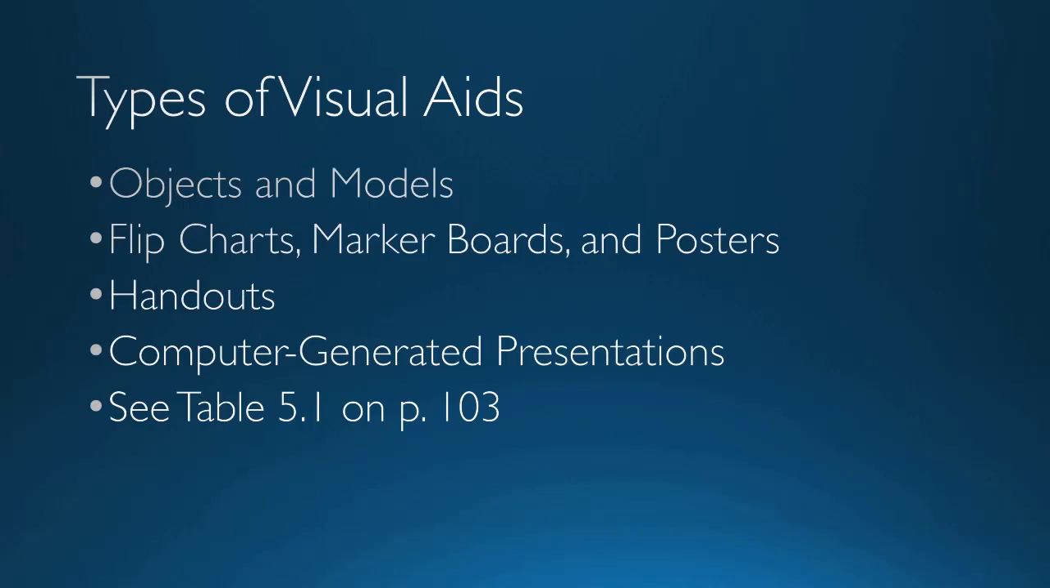You will need to use some type of visual aid in your informative speech. Here are some common types of visual aids. Objects and models, flip charts, marker boards, and posters, handouts, computer-generated presentations. Table 5.1 on page 103 of your textbook explains what type of visual aid is best for a particular audience. It also provides the advantages and disadvantages of each type.